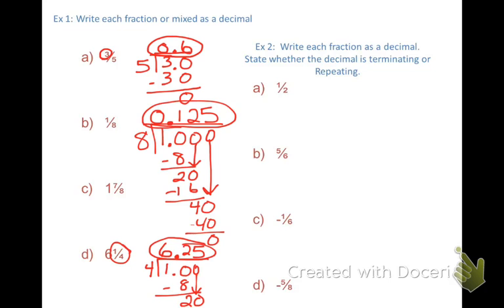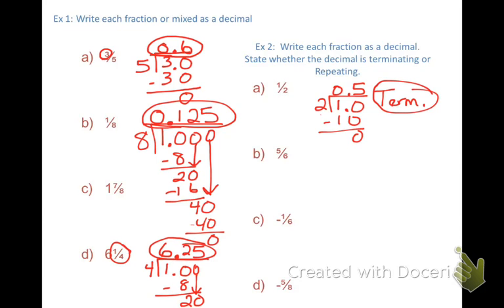You could do that with C on your own. Okay. Write each fraction as a decimal. State whether it is terminating or repeating. 1/2, you would do 2 and 1. 2 goes into 1 0 times. 2 goes into 10 5 times. You should all know how to divide by now. And that's the end. So that would be terminating.